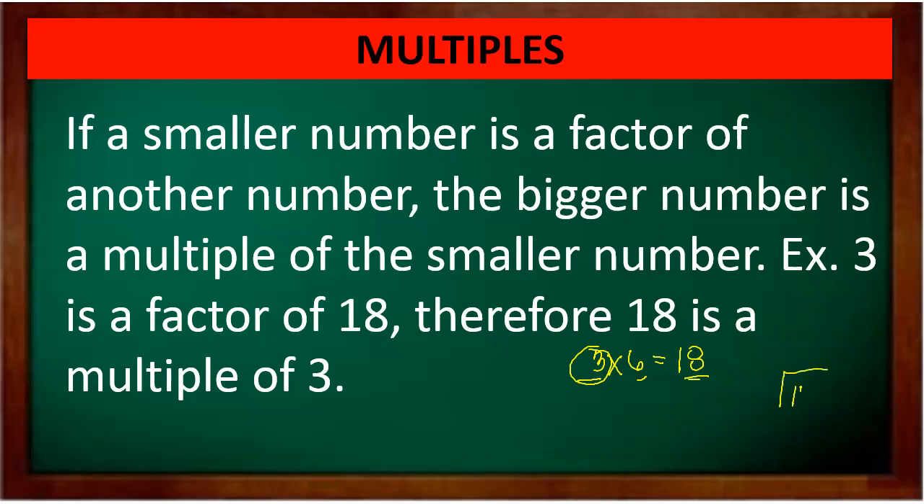Why? 18 divided by 3. How many 3 are there in 18? Meron tayong 6. Okay, 6 times 3, that is 18. There is no remainder. So therefore, 3, okay, is a factor of 18 and 18 is a multiple of 3. So yan po ang ibig sabihin dito. If a smaller number is a factor of another number, the bigger number is a multiple of the smaller number.